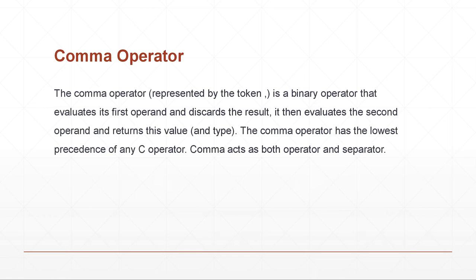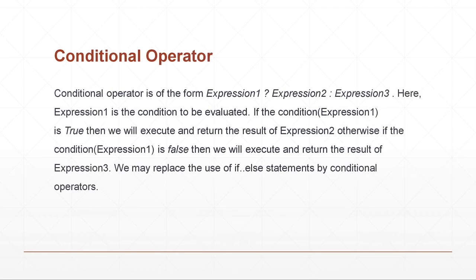Comma operator. The comma operator is a binary operator that evaluates its first operand and discards the result. It then evaluates the second operand and returns this value. The comma operator has the lowest precedence of any C operator. Comma acts as both operator and separator. Conditional operators work just like an if-else statement but in a simpler way.